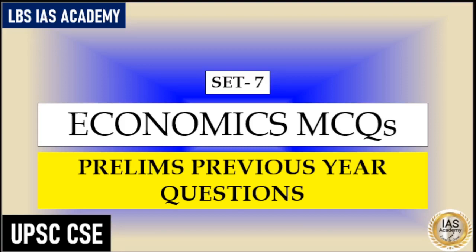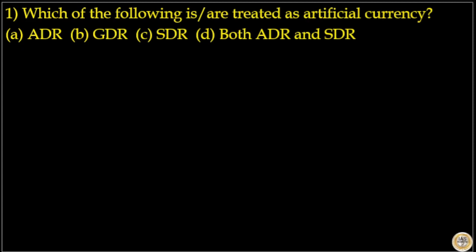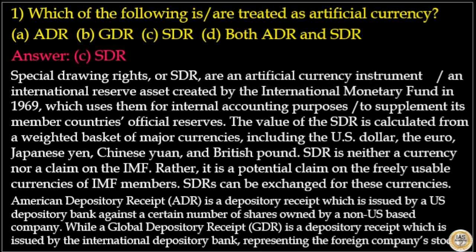Our first question is, which of the following is or are treated as artificial currency? Option A, ADR, option B, GDR, option C, SDR, option D, both ADR and SDR. The answer to this question is option C, SDR.